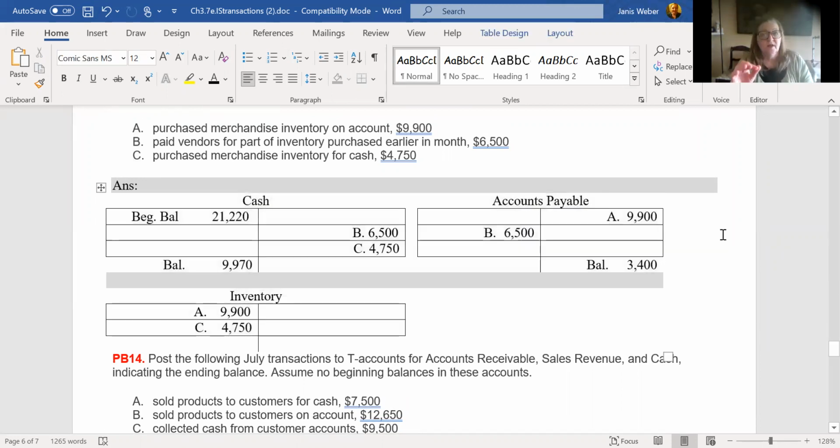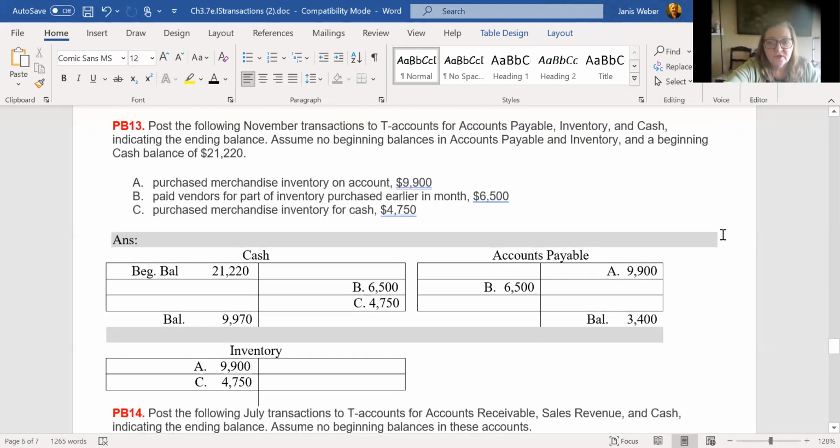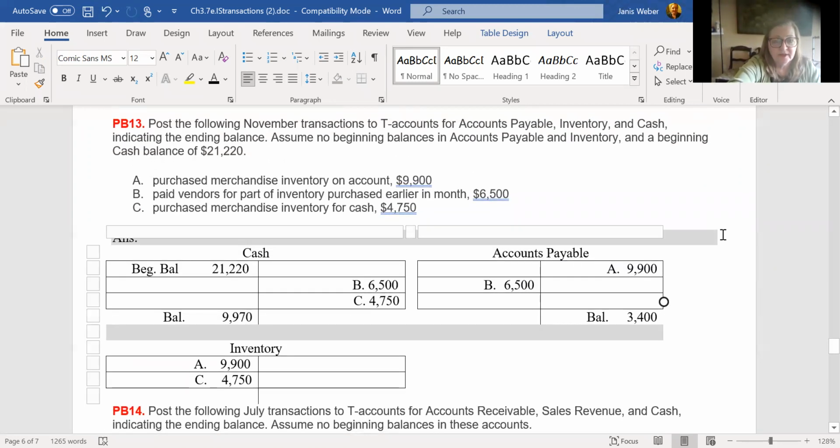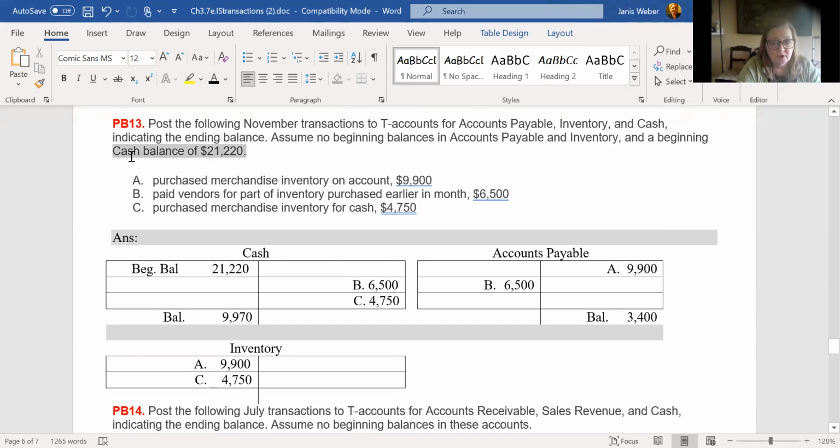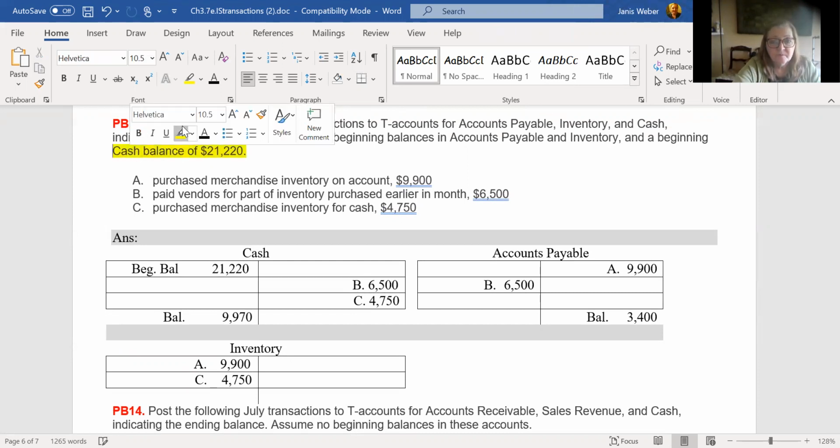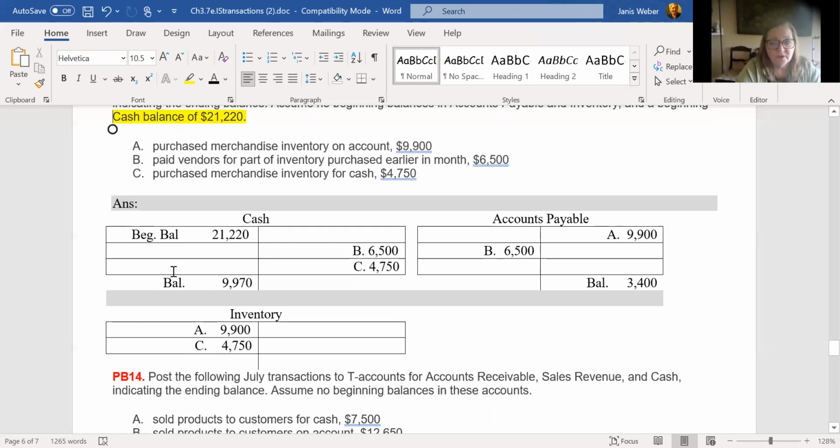Okay, here we go. The A transaction was recorded as a credit to accounts payable and a debit to inventory. The B transaction, a debit to cash and a credit to accounts payable. And the C transaction, a debit to inventory and a credit to cash. And then they had told you that the cash had a beginning balance of 21,220. So that allowed you to calculate your ending balance based on this debit of 21,220 and 2 credits. So your ending balance is 99.70.